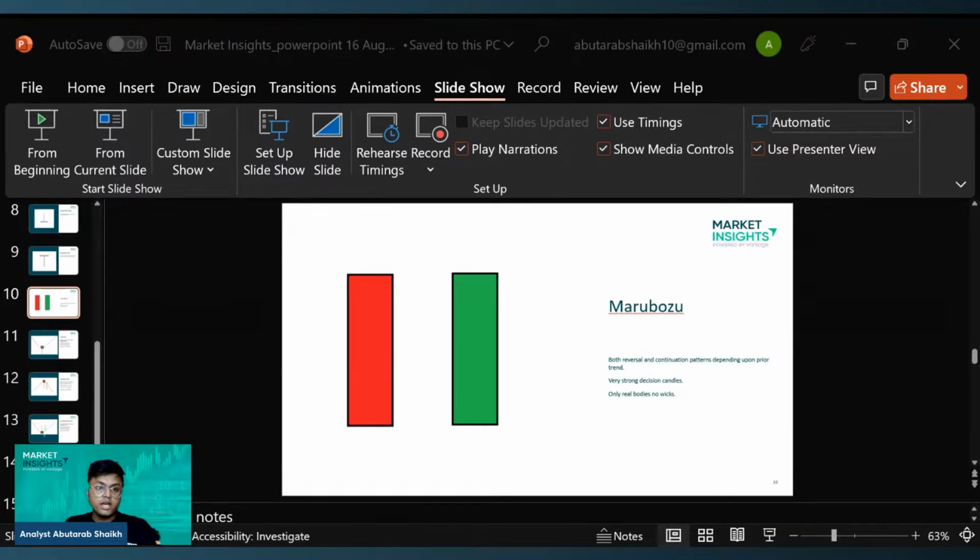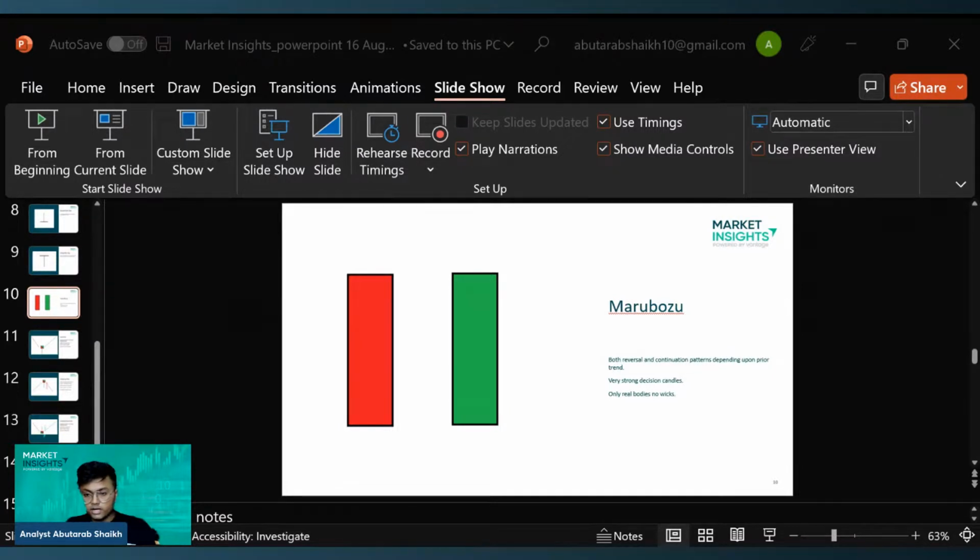Now I will try to ask it in another manner. If there is a downtrend, listen very carefully. If there is a downtrend already and a red candlestick occurs, a red Marubozu occurs, okay, sell moment. Understood.